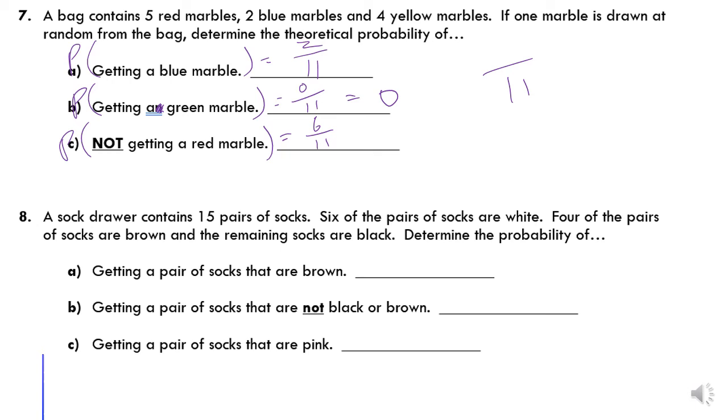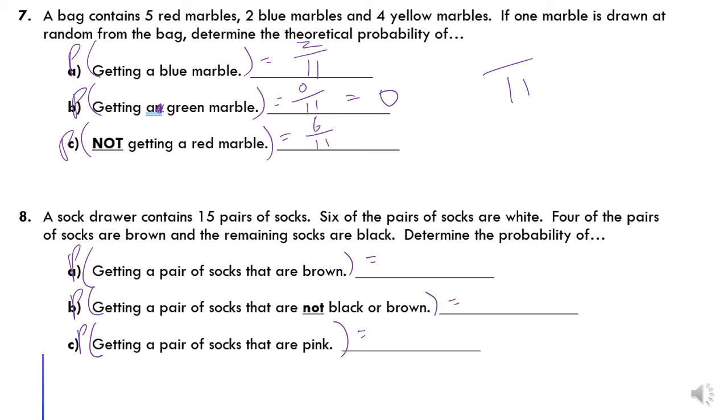Number 8, a sock drawer contains 15 pairs of socks. 6 of the pairs are white, 4 of the pairs are brown, the remaining are black. Determine the probability of, don't forget these, and I keep stressing it, I know I sound like a broken record, but every single time there are multiple students that forget to do this and they're just throwing away needless communication marks. Getting a pair of socks that are brown.